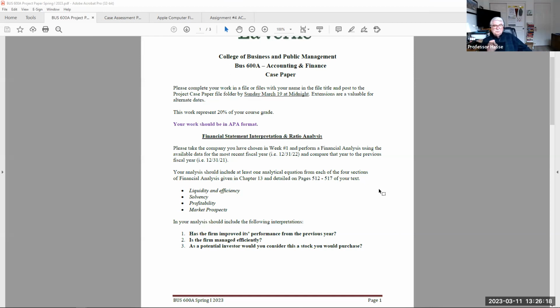Now, because this is March, for some of our companies, 2022 data might be incomplete. If it is, just go to 21 and 20. If the audit might not be finished, they're still adjusting the financials, whatever, don't worry about that. Just go to 21 and 20. But make sure you have the correct fiscal year for the last 2 fiscal years.